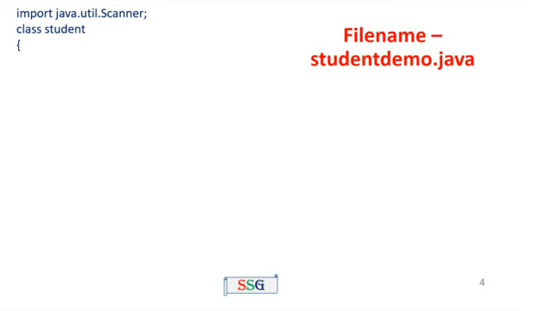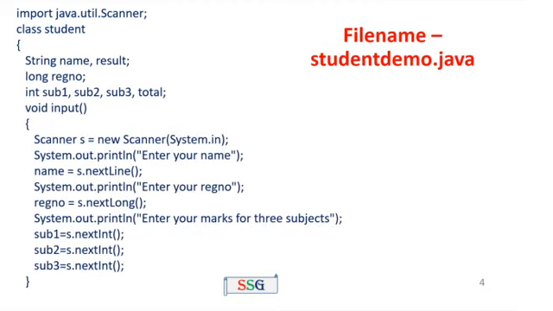The Scanner command is used to get the input from the user during the runtime. So the first one, class Student, open curly brace. Here they declare all the variables: string name, result, long int register number, int subject 1, subject 2, subject 3, total. Then next methods, void input method, open curly brace, Scanner s = new Scanner(System.in).